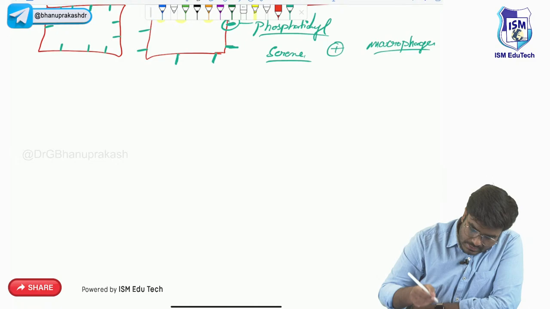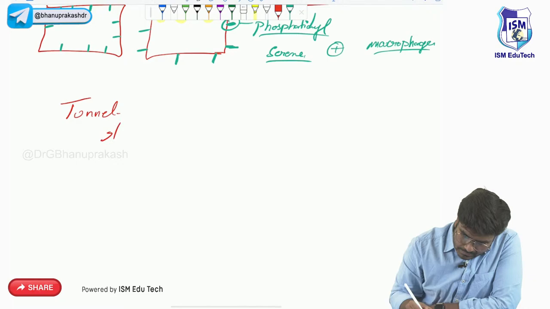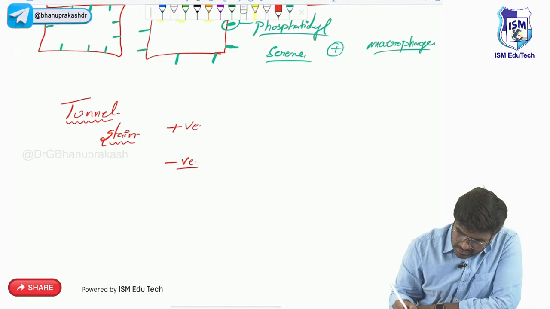There is a stain called the TUNEL stain. Okay, TUNEL stain, it's also a type of staining. So this TUNEL stain is positive in which type of cell death and negative in which type of cell death? That's what I want you to know. So, TUNEL stain is positive.